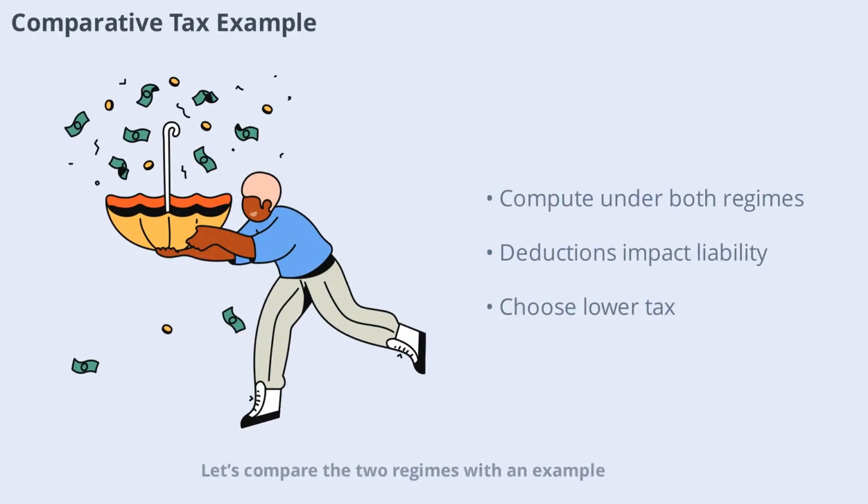Let's compare the two regimes with an example. Suppose your gross total income is Rupee 15,000,000. Under the old regime, you claim deductions like 80C and standard deduction, reducing your taxable income. Under the new regime, you get a higher standard deduction but fewer other deductions. The final tax liability can differ significantly, so always compute under both regimes before filing.